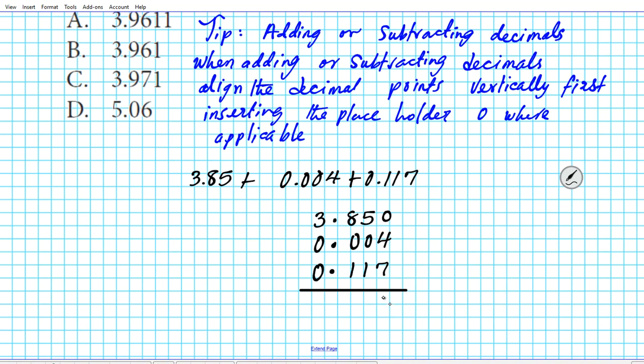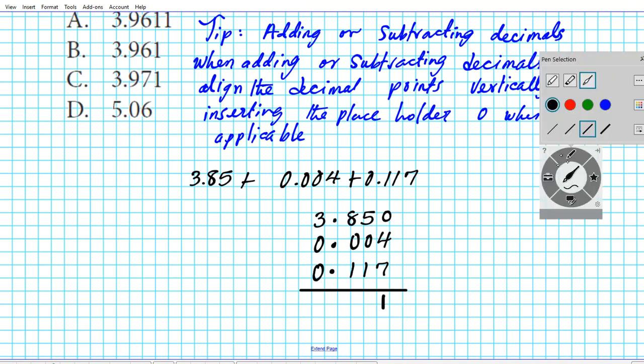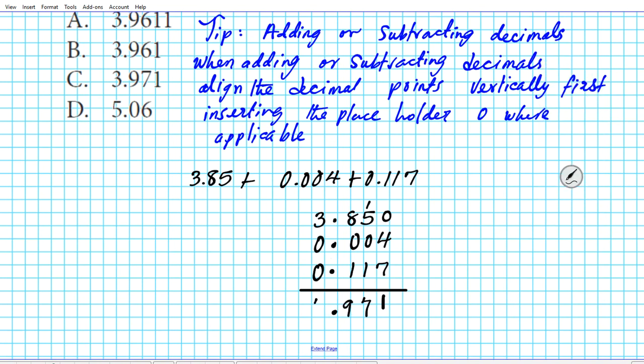Okay, 4 plus 7 is 11, 1, carry 1. 1 plus 5 is 6 plus 1, that's 7. In the 100th place, 8 plus 1 is 9. In the 10th place, 3 plus 0 plus 0 is just 3. Our answer is 3.971. The answer to question number 10 is option letter C.